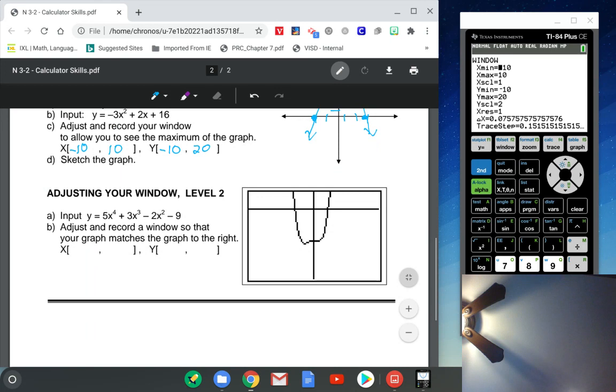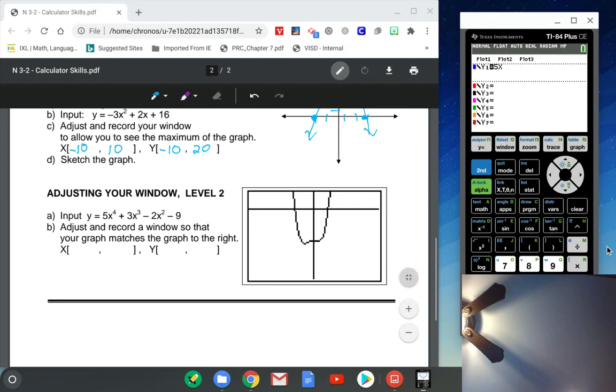All right, so here's an example of one where they just want us to play with the window so that we can best match this graph. And of course, they left off the x and y axis scale marks so that we can use that to help us out. So we're going to go to y equals and clear out the equation that we just did. Type in the new equation.